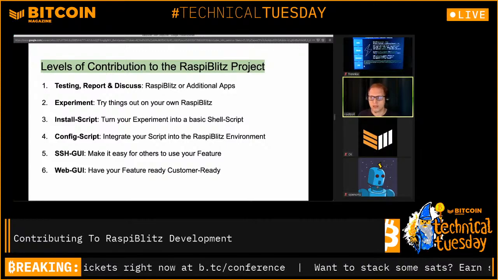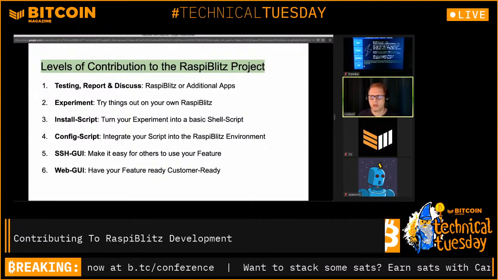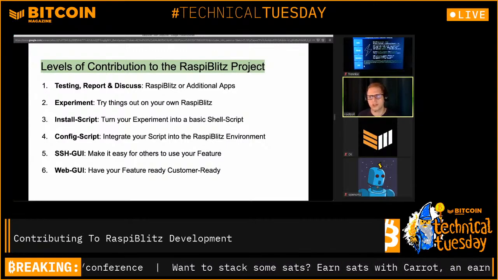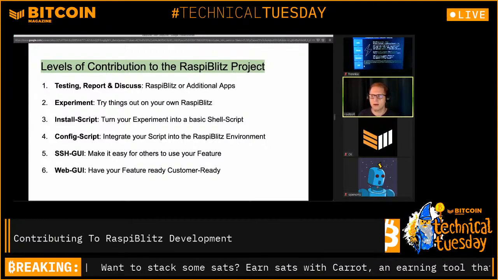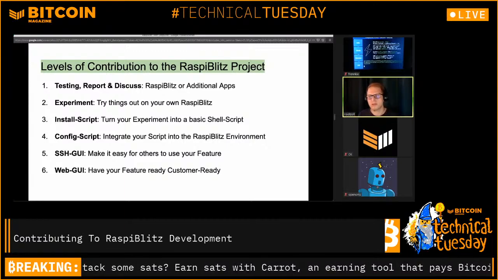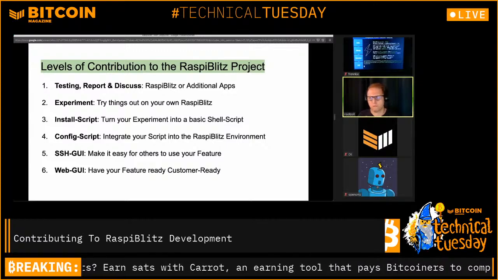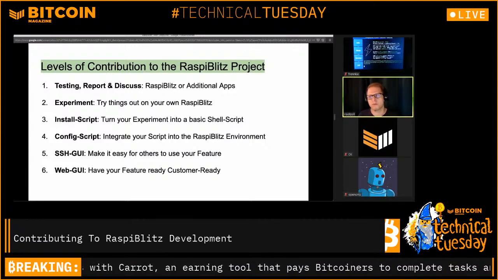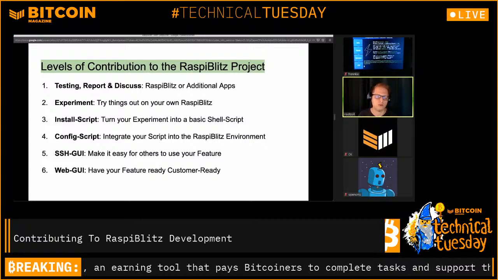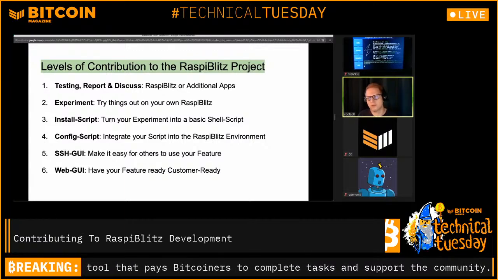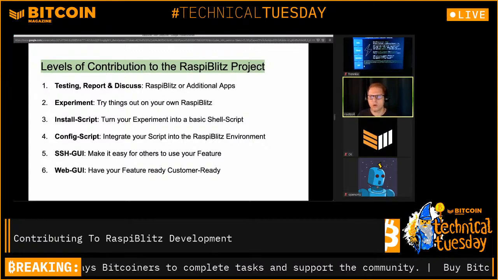And sometimes on the issues you can find stuff with a good first issue or hackathon label on it. If you're looking for ideas, what to do, what to experiment with, and what maybe to turn into an install script or config script, that's something to start. Just take a look there. What issues are already there?